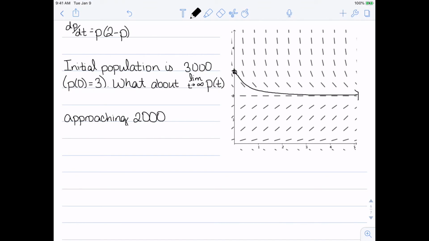Whether we start above or below, it will also curve in. If we start above, it will curve down. So if we start with a population below 2,000, we will increase up to 2,000, but we'll never cross that threshold. If we start with a population above 2,000, we'll go down to 2,000, but once again, we'll never cross that threshold.